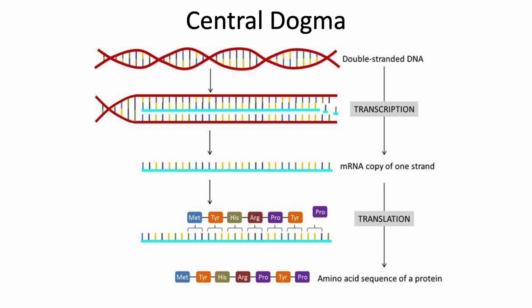And then these 3-letter codons encode for one of the 20 amino acids, or a stop codon to stop translation. They're present within the messenger RNA.